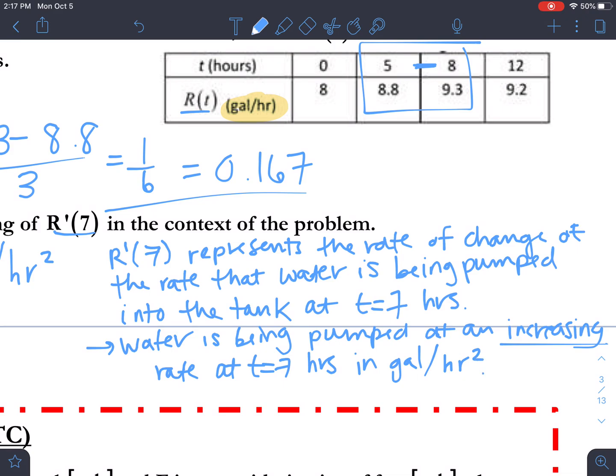Okay, so water's being pumped at an increasing rate. So not only is there a positive rate of water, it's increasing. Okay, so think if you're accelerating in your car. Yes, you're going forward, but you're going forward at a faster rate. Okay, so it's an increasing rate at t equals 7 in gallons per hour squared. And increasing, again, this is because R prime of 7 was positive. So we're going to talk more about that as we go.